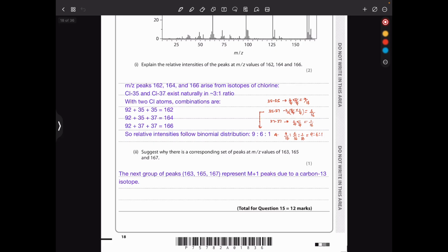And then suggest why there is a corresponding set of peaks at mass to charge values 163, 165, and 167. These are values 1 higher than these ones, so this should be due to the M+1 peak as a result of presence of a carbon-13 isotope.